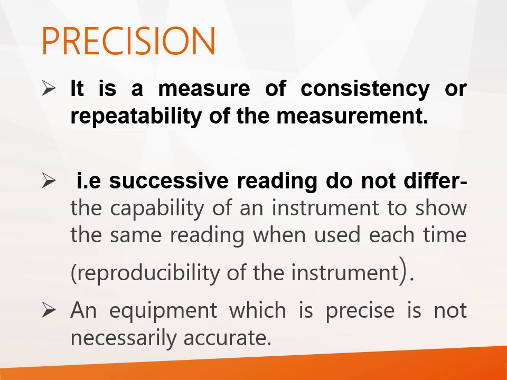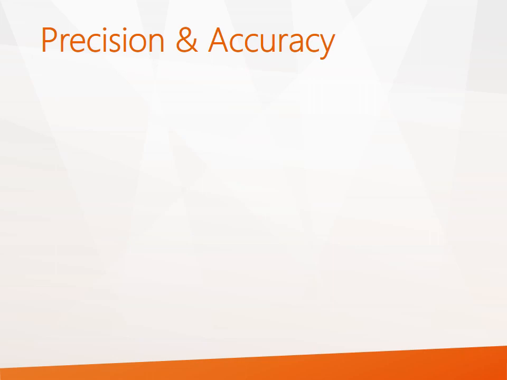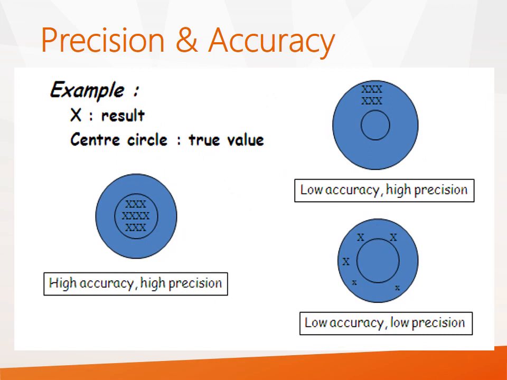An equipment which is precise is not necessarily accurate. For that, we'll take an example of the difference between precision and accuracy. If you see the example, the X is the reading value, or you can say result. The expected result, that is the true value, is at the circle. So if you see the first figure, it is highly accurate and highly precise, because all the readings have the same values which is in the center. So it is accurate and precise.